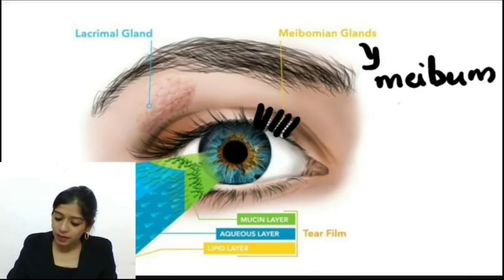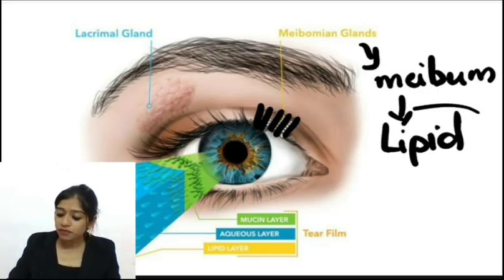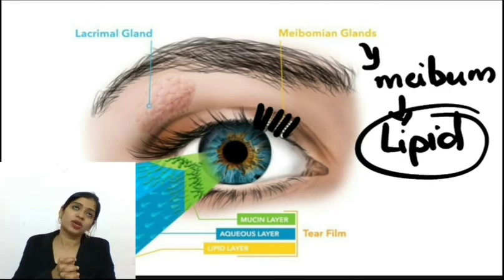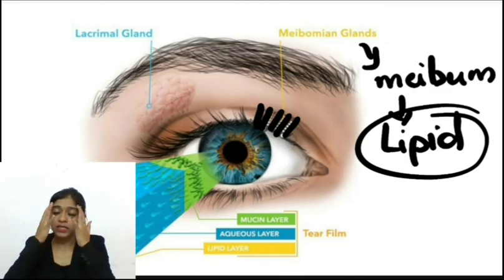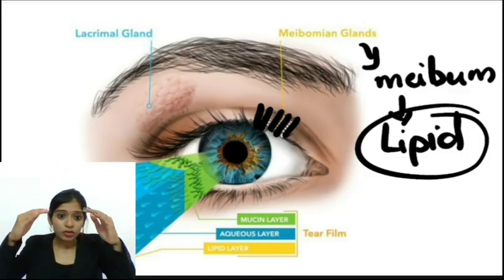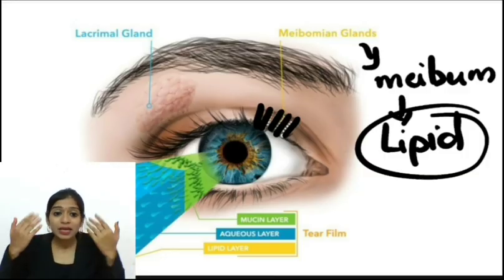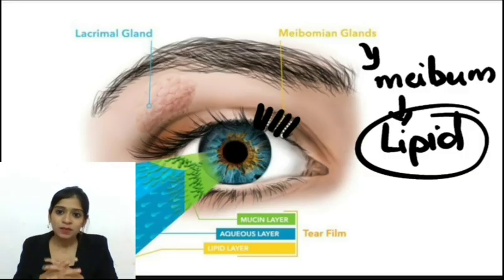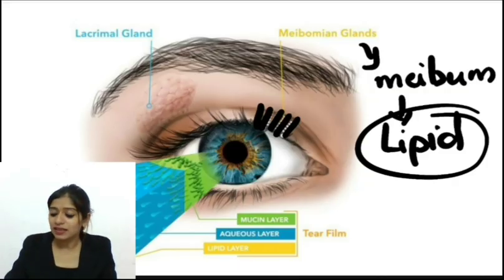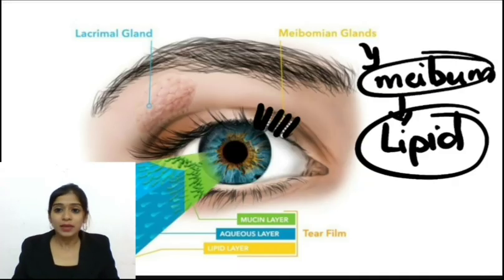What is the function of meibum? It forms the lipid layer of the tear film. Our eyes have a tear film, right? To cover it, to nourish it, to moisturize it. The tear film has 3 layers, right? Lipid layer on the top, aqueous layer in the middle, and the innermost layer is mucin. So meibum is a component that helps form the lipid layer of the tear film. Who produces it? Meibomian glands.